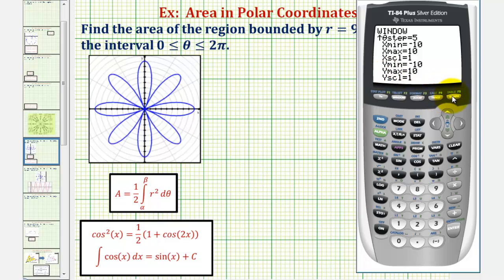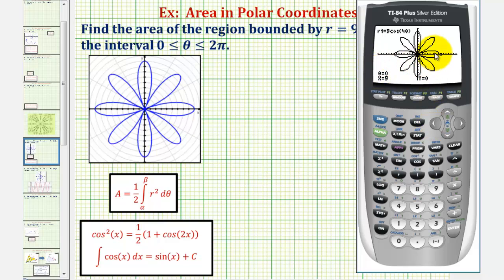Now let's press graph. Now we have a pretty good graph of our polar curve, but we do want to square the window so that the graph is proportional. So let's press zoom option 5 for square. And now the graph looks exactly as it should. So now if we press trace, we can see how much of the curve and in what direction the curve is traced as theta increases from 0 to 360 degrees.